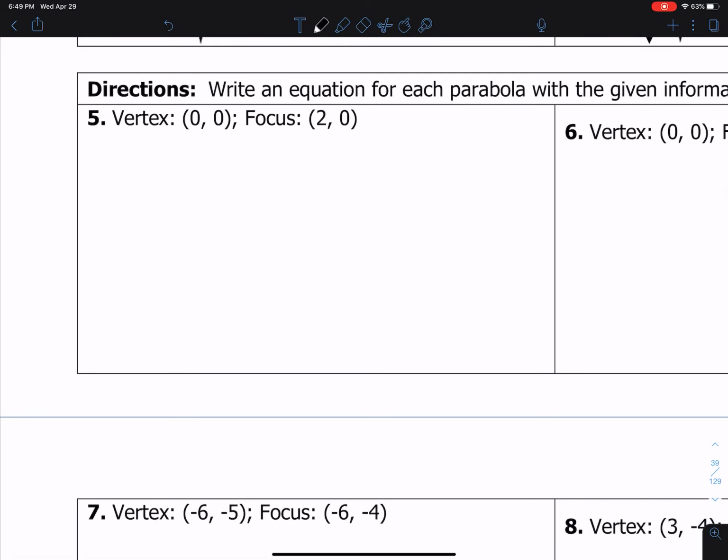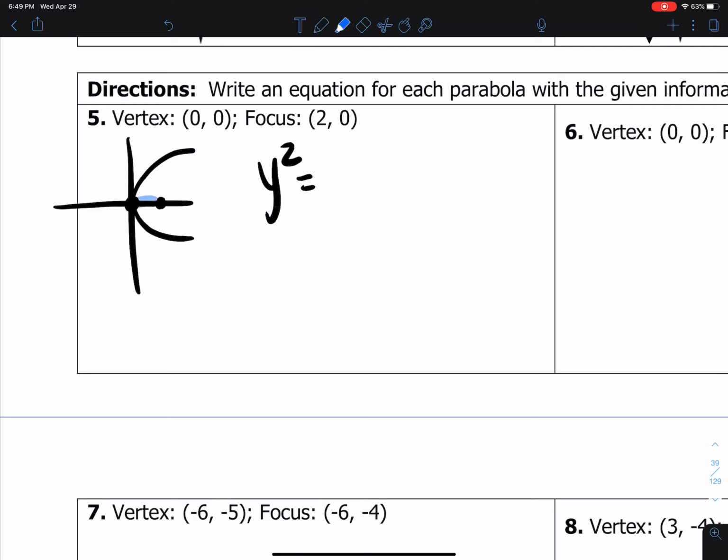On the next one, it gives us the vertex and the focus. So I'm going to sketch this because that's what is easy. If it just gives you information, it's always best to sketch it. So we have 0, 0, and then our focus is at 2, 0. So that's over here. So we know that this is going to be opening to the right, which means we're going to have y squared.